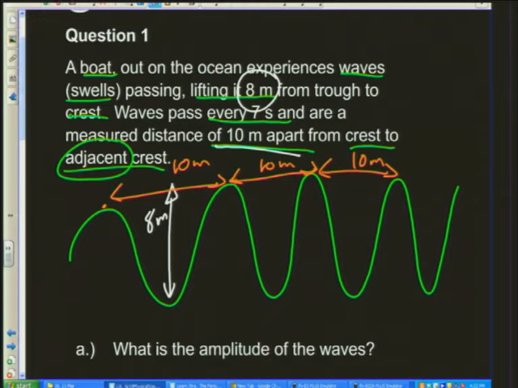The very important next thing is it tells us that the waves pass every 7 seconds. So the time it takes to go from that one to that one, or from this bottom back to the bottom, that's 7 seconds. Okay. We'll take all that information and now try and use it to answer the question. Before we get there, what are the tricks that we're looking for?